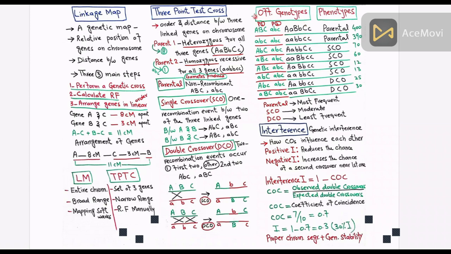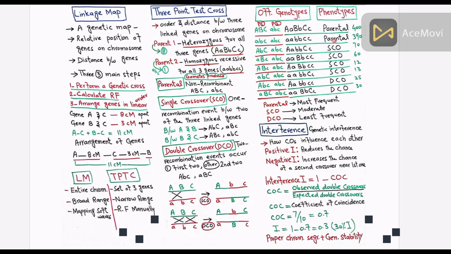The second step is the offspring genotypes. By crossing the gametes from both parents, we get the following zygotes. Gametes from parent 1, 8 kinds of gametes. Gametes from parent 2, only one kind of gamete. And these are the offspring genotypes.